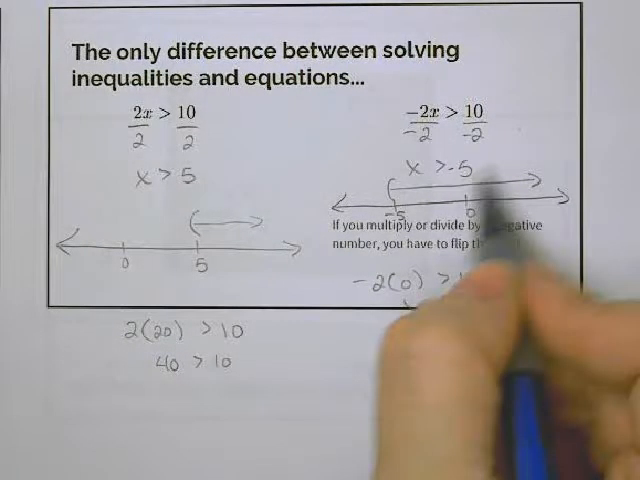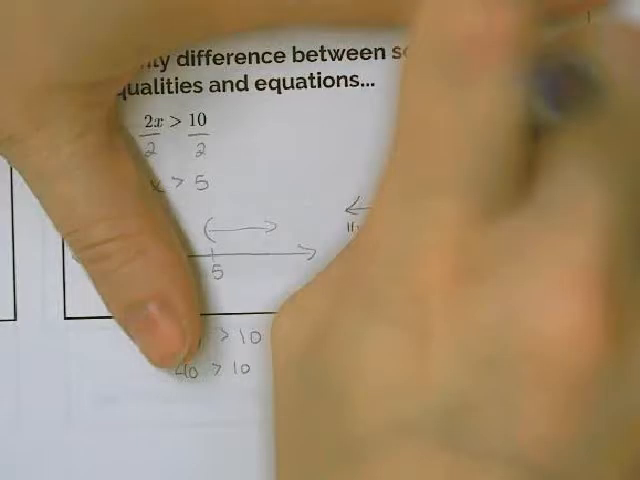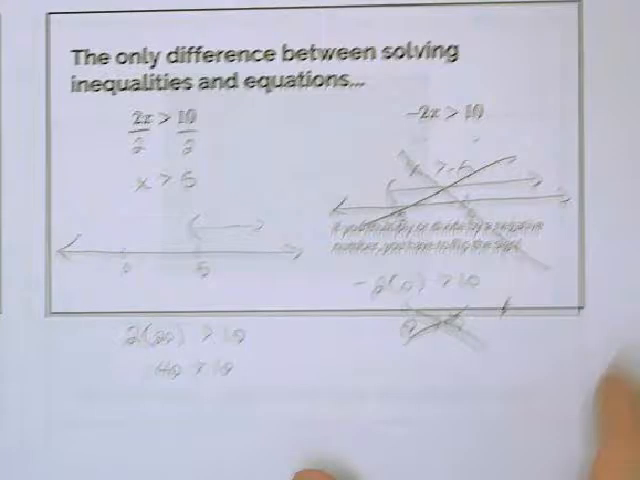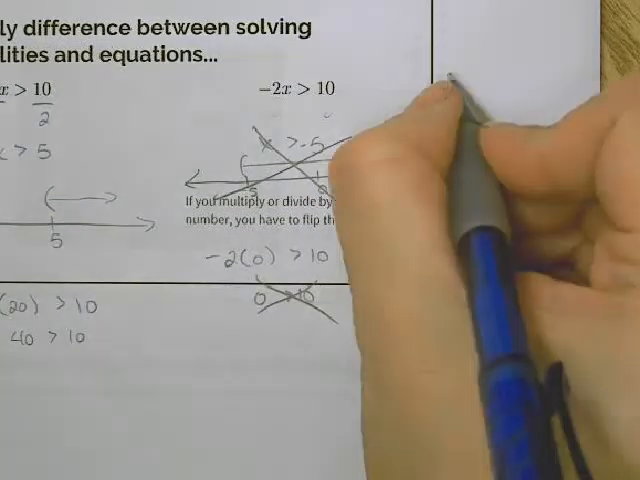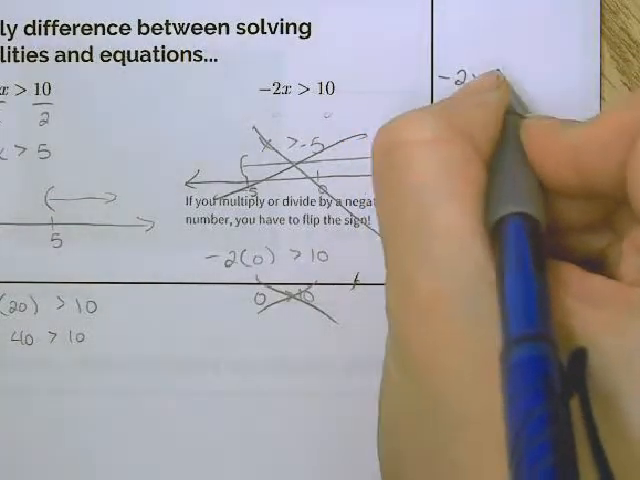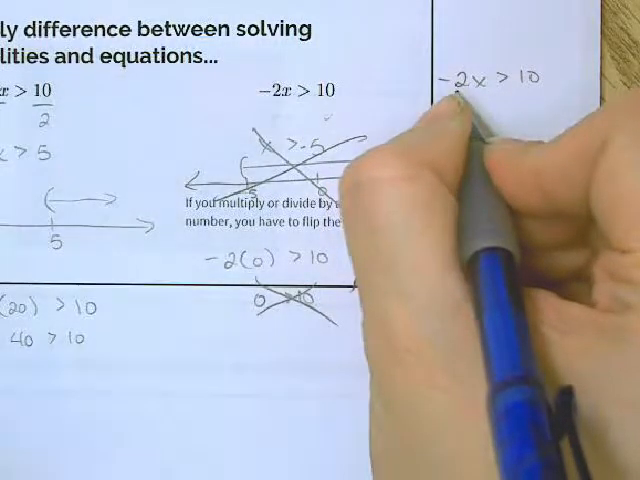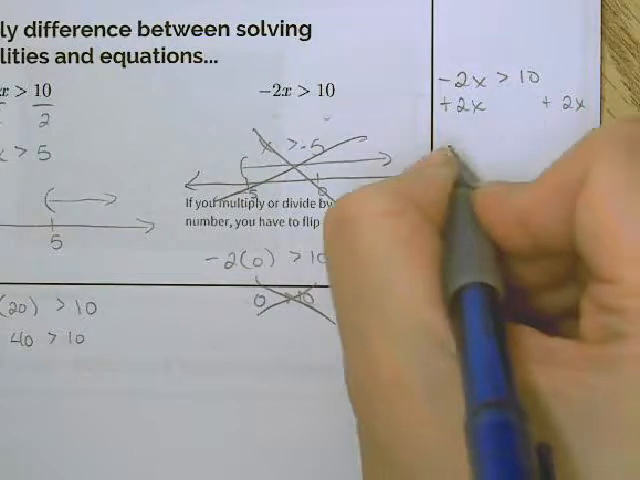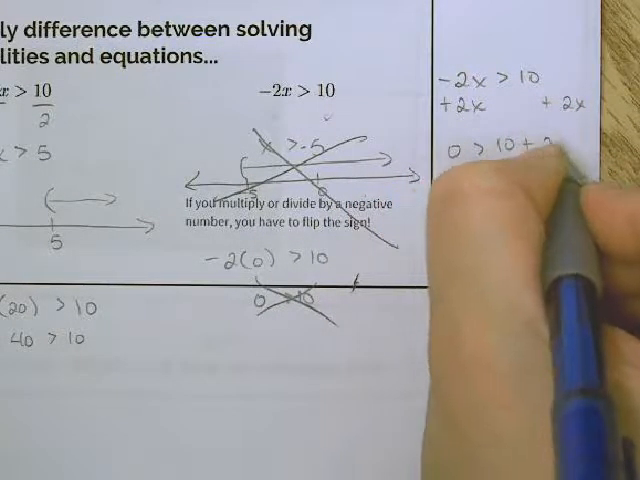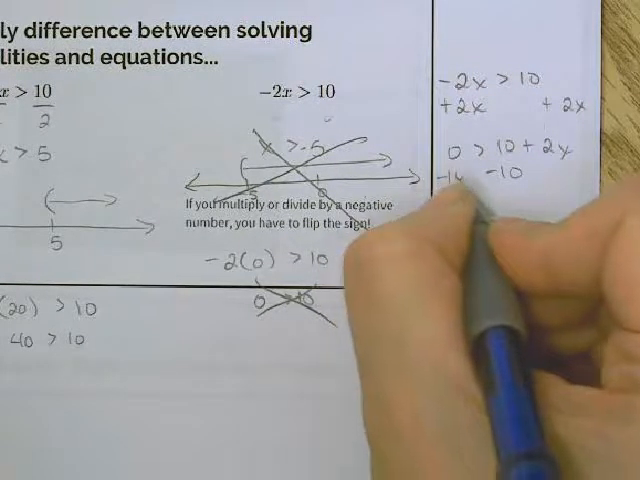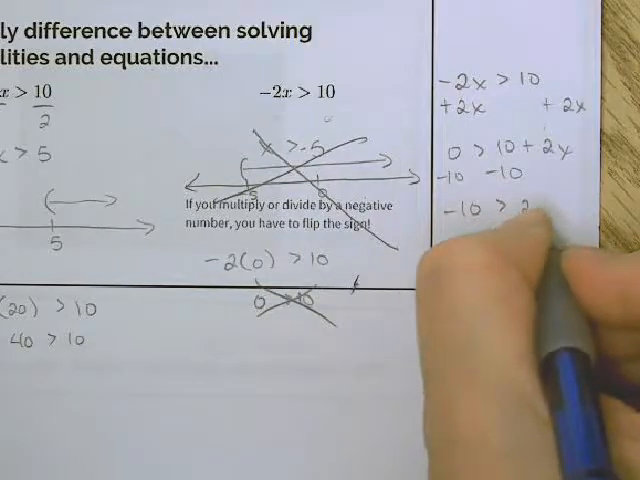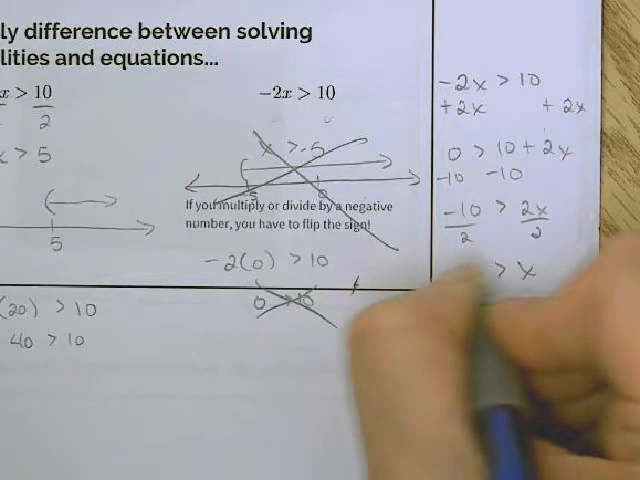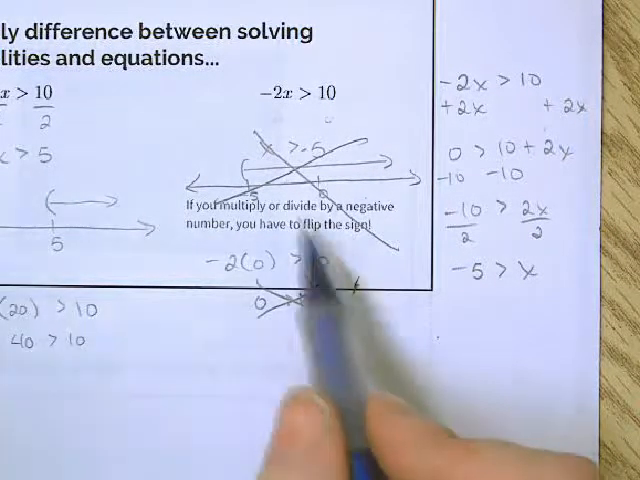If I look at it in a different way, I'm going to keep my sign the same. So I'm going to scooch this over here. So if I switch this, negative 2x is greater than 10, and I want this to be a positive 2x. I'm going to add 2x to both sides. So I have 0 is greater than 10 plus 2x. And then I take away 10. So negative 10 is greater than 2x. Then I divide by 2. I have x is less than negative 5. So that goes in the other direction than it told me to go in initially when I divided by the negative 2.